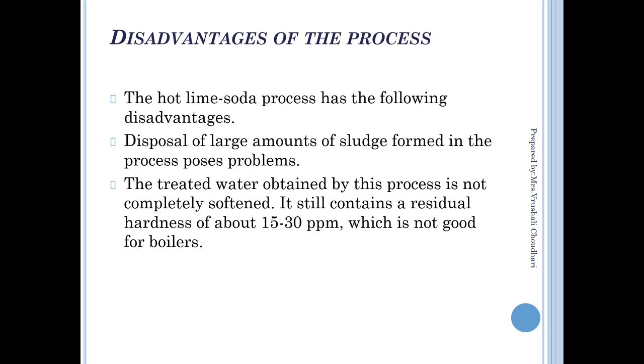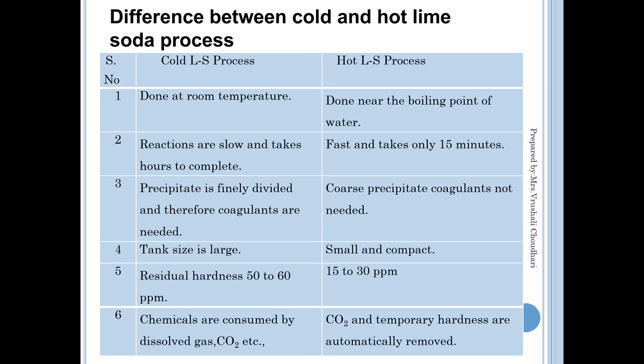What are the disadvantages of this process? The hot soda lime process has the following disadvantages. It is going to produce a large amount of sludge, which reduces or clogs the pores. The treated water obtained by this process is not completely softened. About 15 to 30 ppm hardness is still there. That hardness is not good for the boiler.